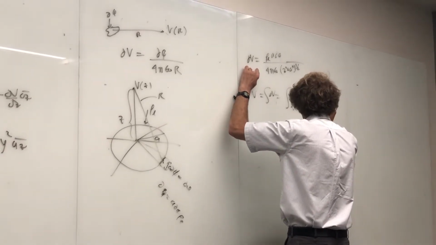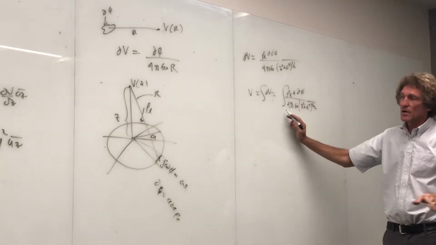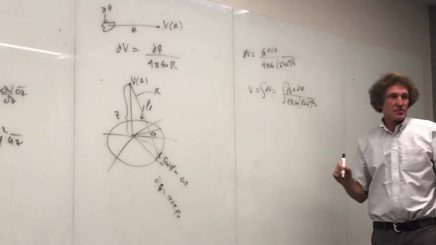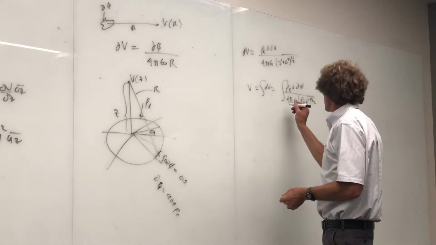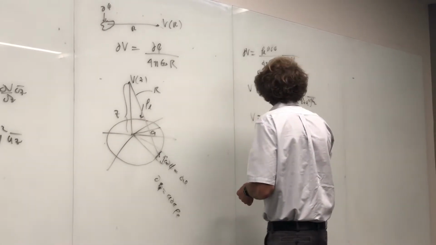where do I go in terms of phi? From where to where? 0 to 2 pi. All the way around the circle, 0 to 2 pi. Make sure you know that. 0 to 2 pi. So that means my voltage, now look at this.